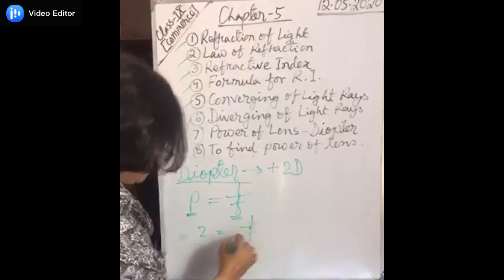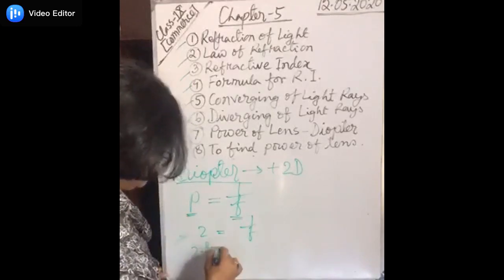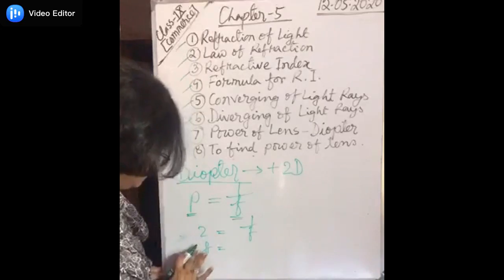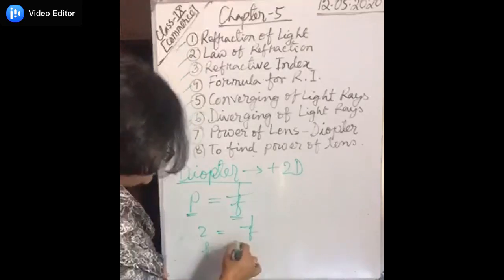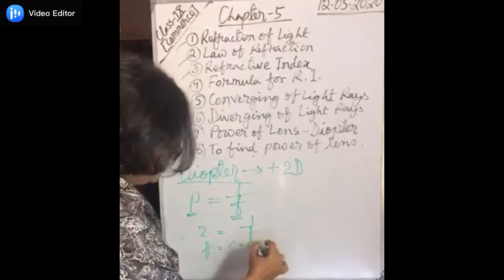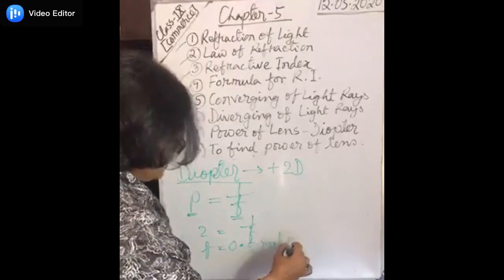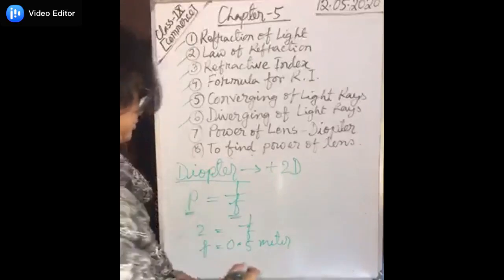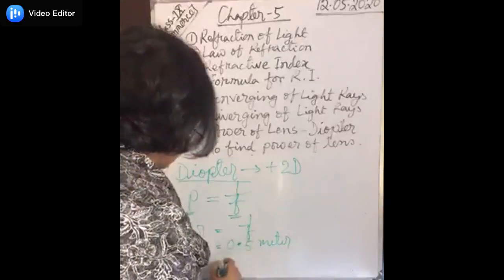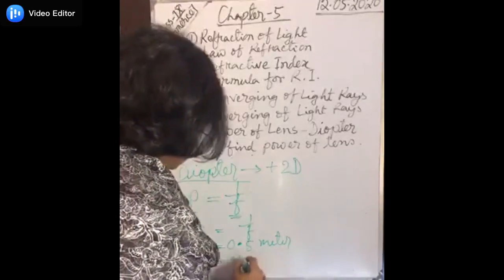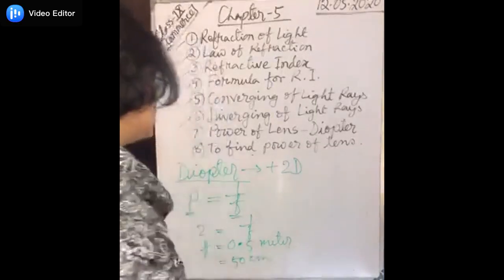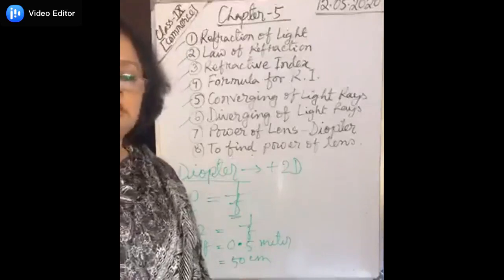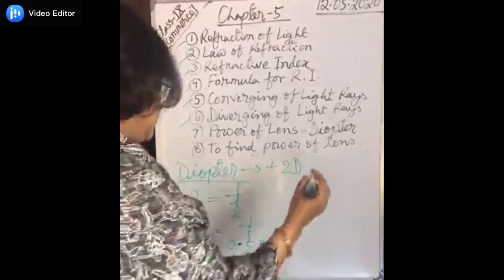2 equals 1 by F, so F equals, directly I am doing here, 0.5 meter. Always consider focal length in meters. Or you can convert it into 50 centimeters, it doesn't matter, but always work in the measuring unit meter.